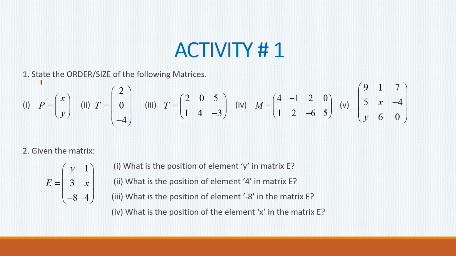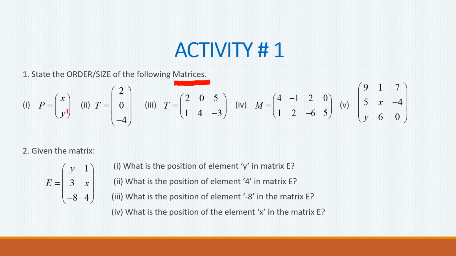In number 1, it says, state the order or size of the following matrices. Remember, guys, that matrices is plural and matrix is singular. From time to time, you will hear me interchange the words based on what I am saying. That's the only difference. One is the plural form, one is the singular form. All right? So 1 matrix, 2 matrices.